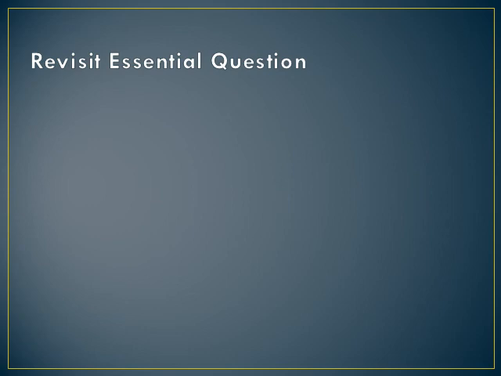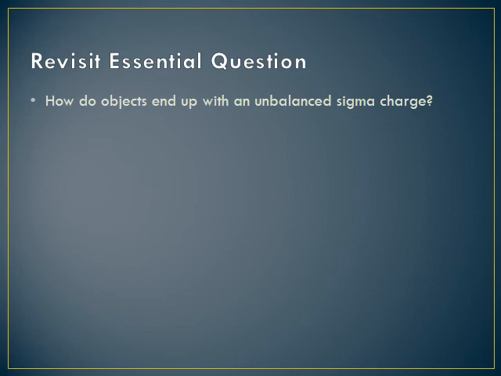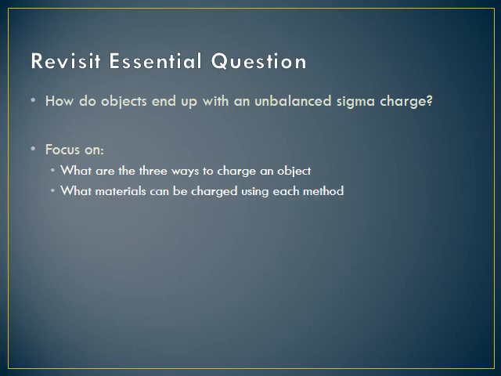All right, so that was a lot of information. I would definitely recommend that you go back and revisit the essential question, which was how do objects end up with an unbalanced sigma charge? And hopefully you now see there's lots of different ways depending on whether we're conductors or insulators or if we're touching or rubbing or not. As you go back and think about it, please focus on what are the three ways to charge an object, what materials can be charged using each method, and how is the concept of conservation of charge illustrated in each method.